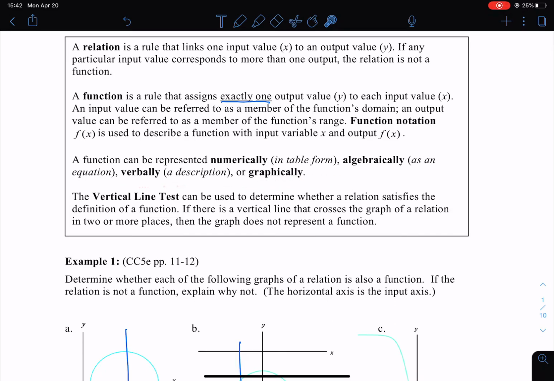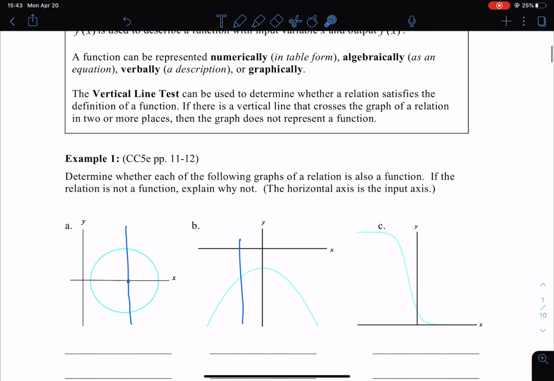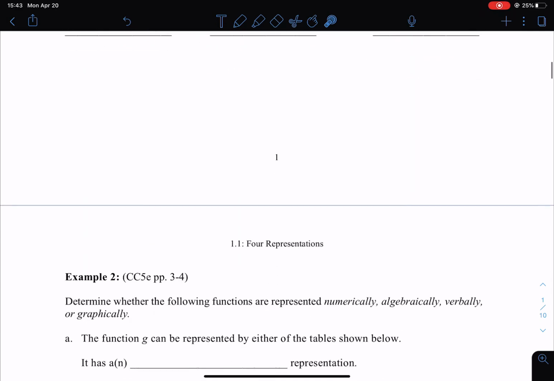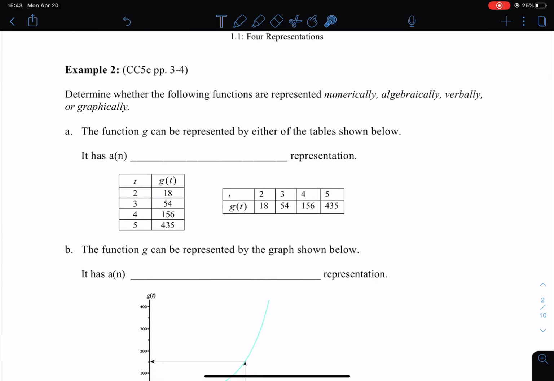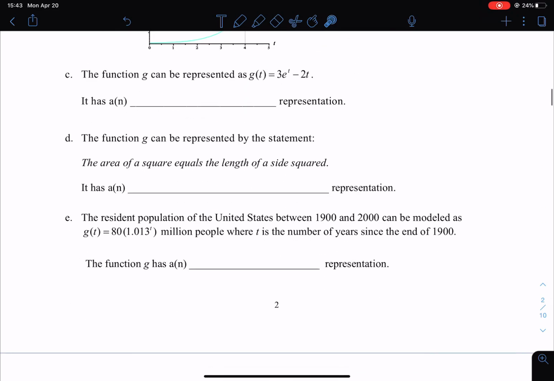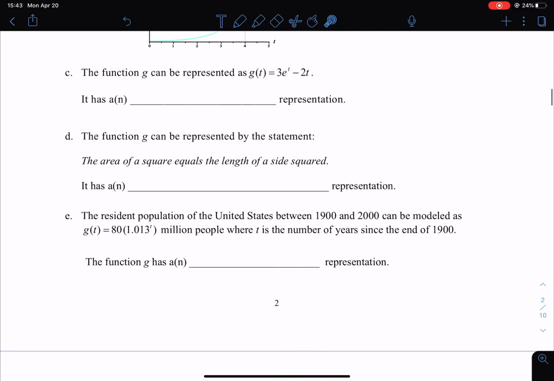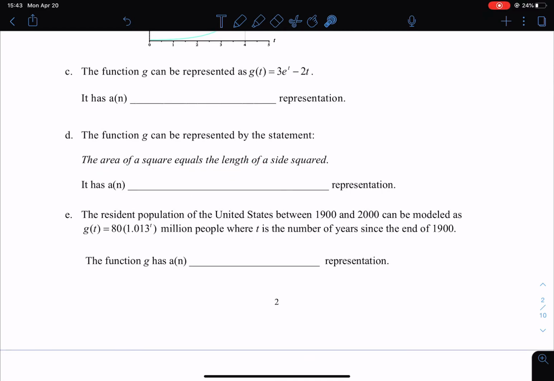And for a function, we have four representations. First, numerically in a data table, algebraically as an equation, verbally as a description, or graphically. I'm going to talk about one example, Example 2D and 2E, which asks you which kind of representation it is. For this one, we have no equation, just a description. So this one, D, is verbal.